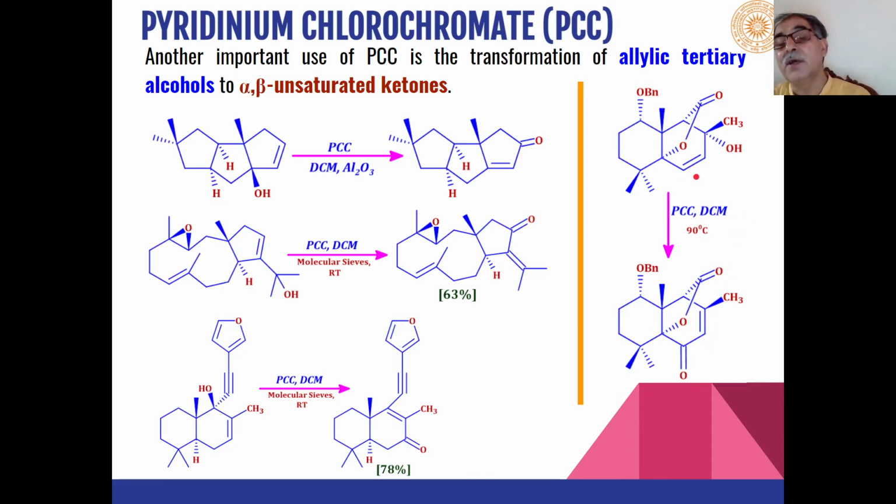Similarly, in another example, here also this part is the allylic tertiary alcohol, and you can see this has a benzoate group and an ester group also, and these groups are not affected by the oxidant, that is PCC. Only the tertiary allyl alcohol is oxidized to the alpha beta unsaturated ketone. So all these four examples show that PCC is a very selective reagent which affects only allylic tertiary alcohols, and all other functional groups are not affected by the oxidant.